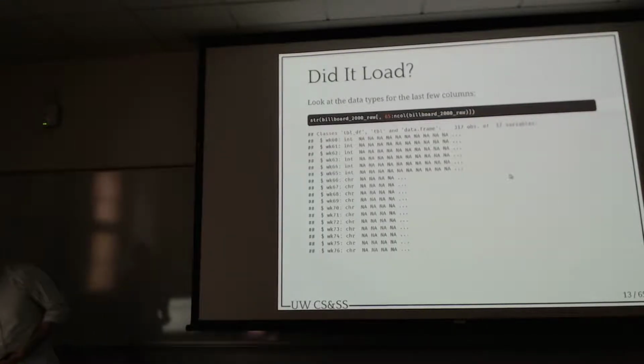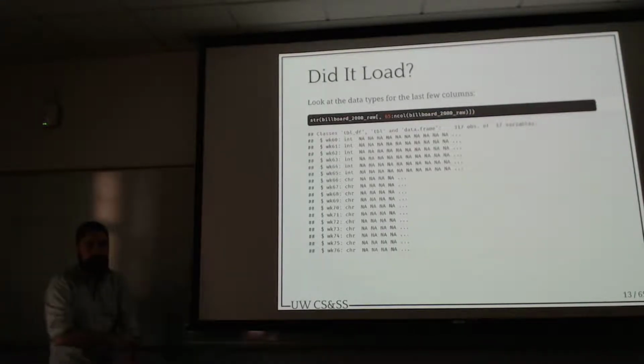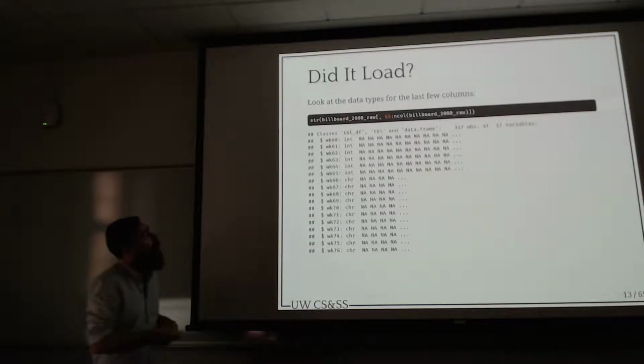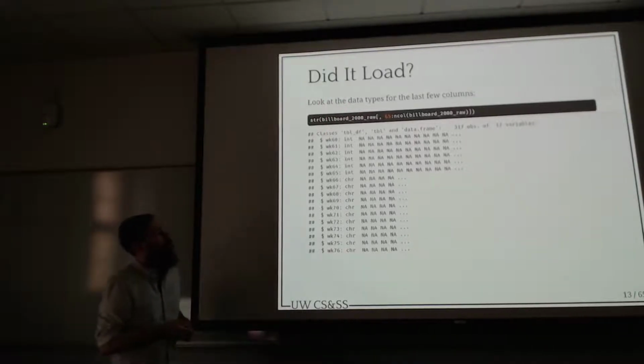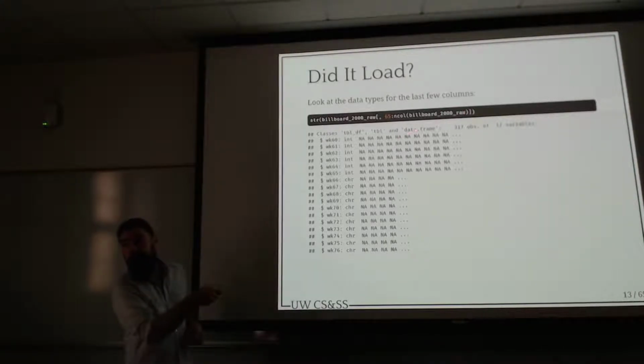Okay, so let's see what the data types look like for the last few columns in this data set. If I go str of billboard_2000_raw, and I'm selecting just columns 65 through ncol of billboard_2000_raw, what does ncol do here? Anyone have an idea? Yeah. Why would I want to do 65 colon number of columns?